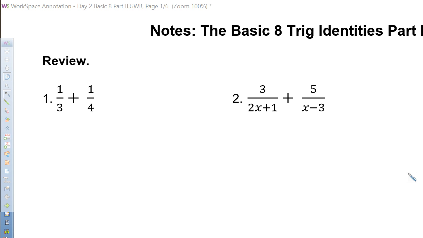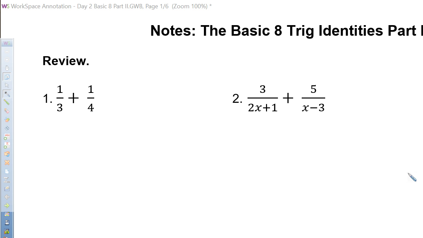Okay, today we are still doing the basic 8 trig identities. It's just a continuation of what we did on Friday, but with an added step for today. Looking at problems 1 and 2, what do you think the added step would be? Fractions. And when you're adding and subtracting fractions, what do we have to have? Common denominator. So that's the new part for today.